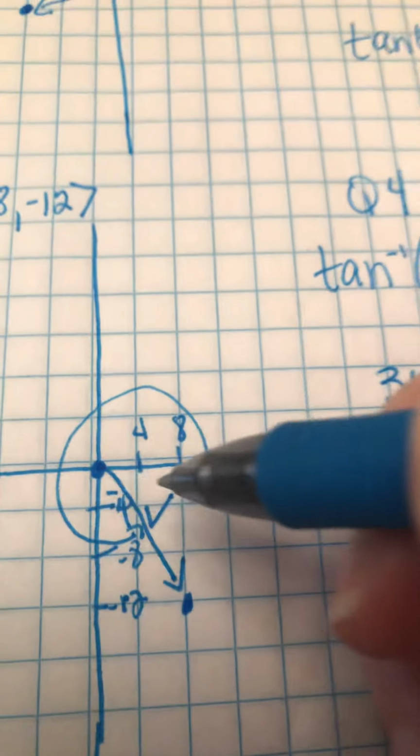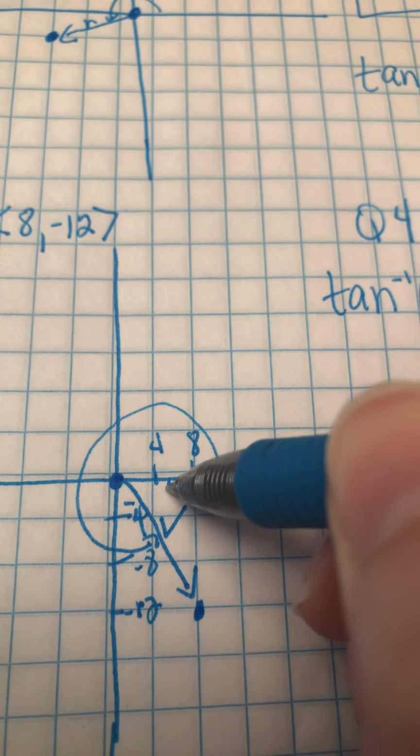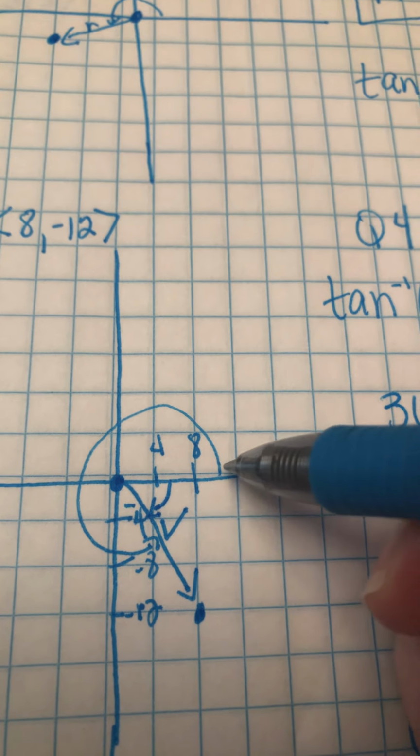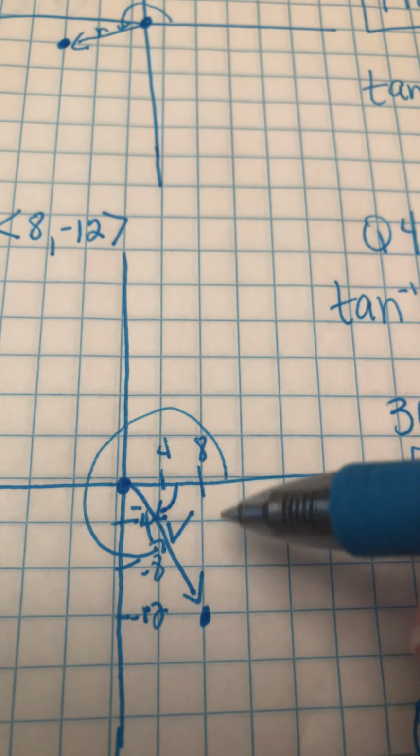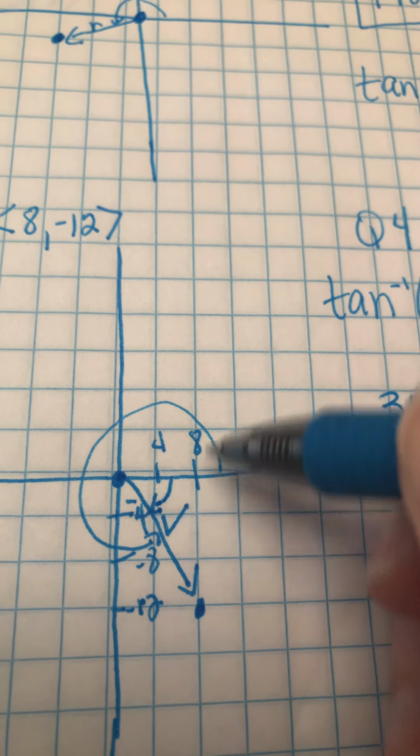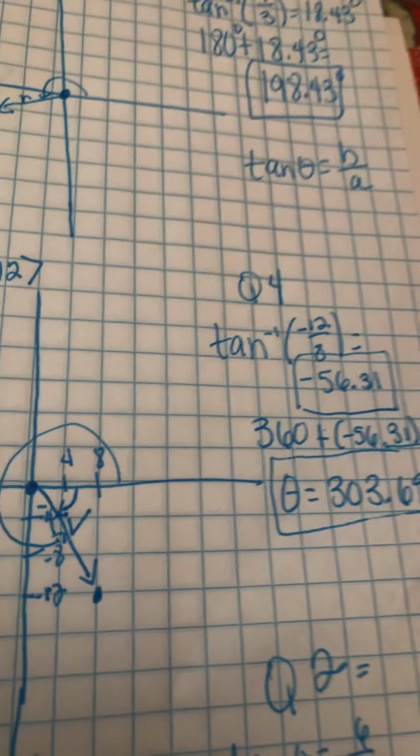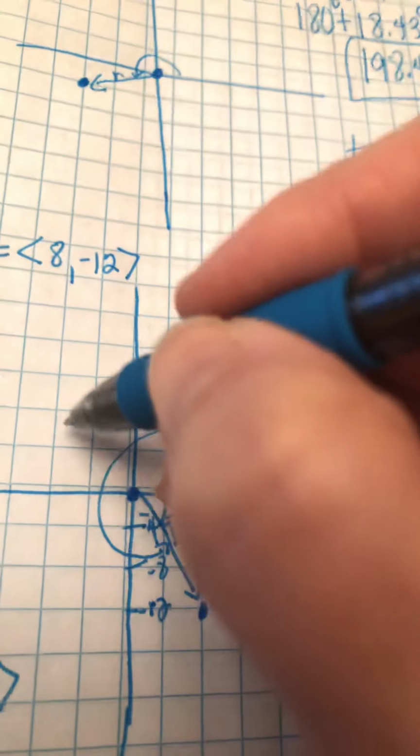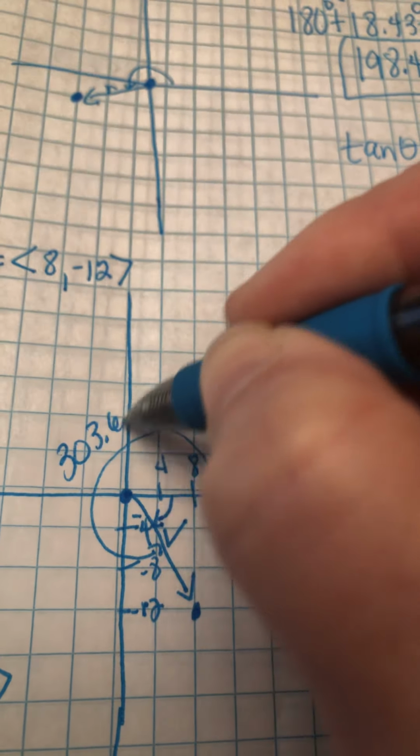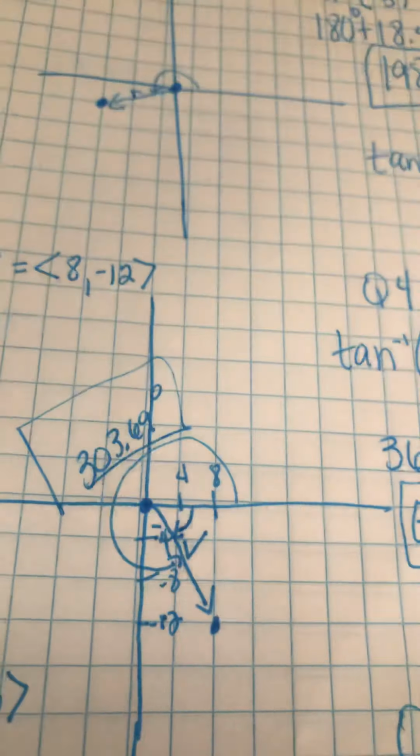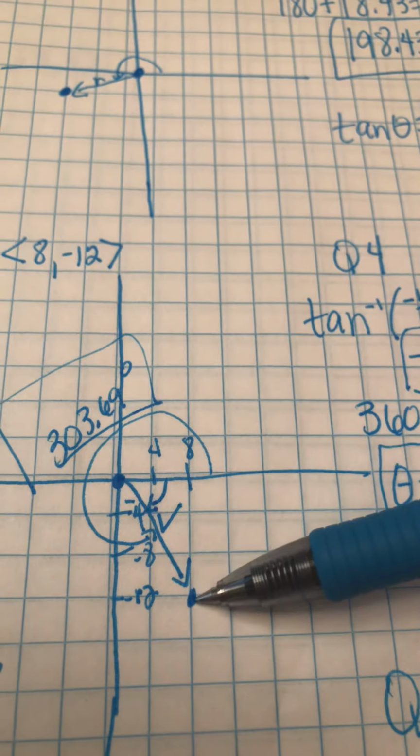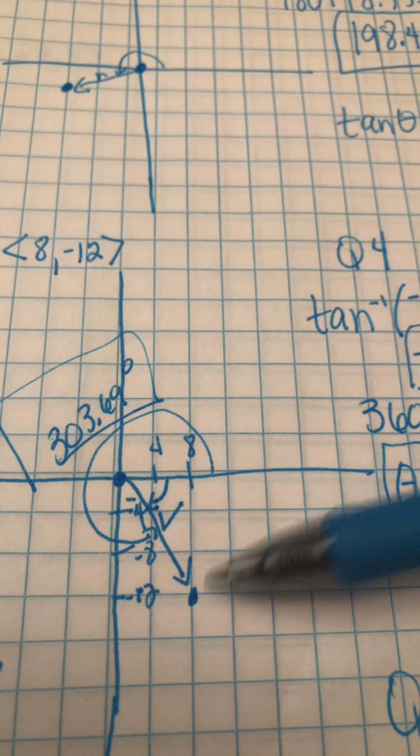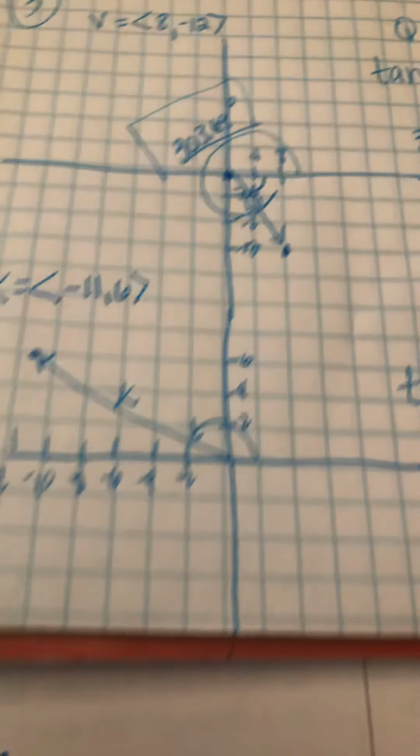Okay, so again, they're giving you this angle measure. We've got to find this angle measure. So to do that, take that negative angle measure and add it to 360, and we'll get 303.69. And that's our direction angle, okay? So that's for any terminal point that's in the fourth quadrant, all right? Now let's look at number 4.